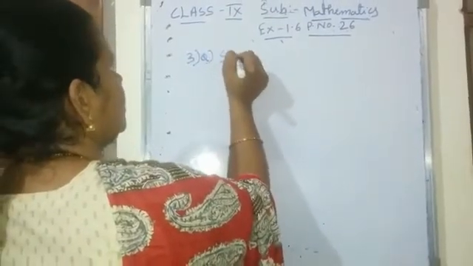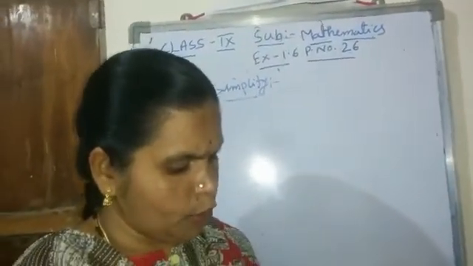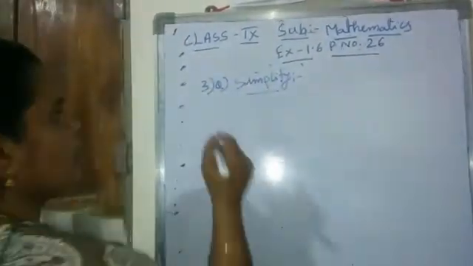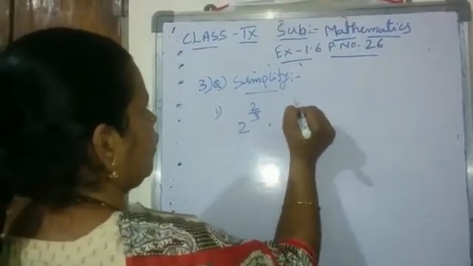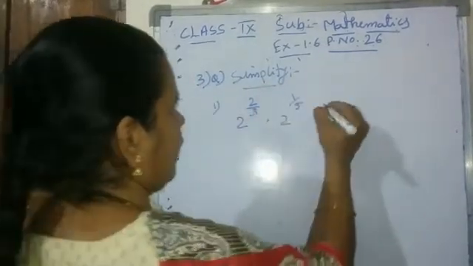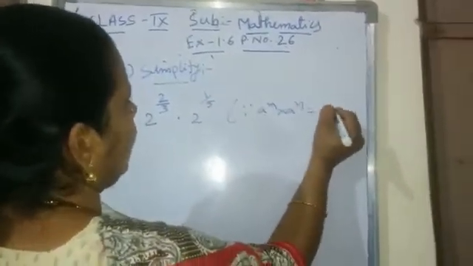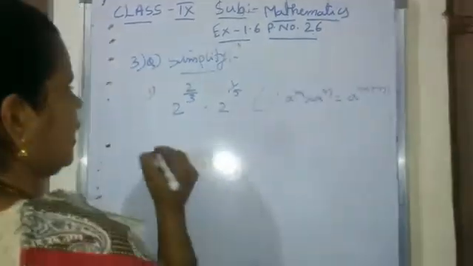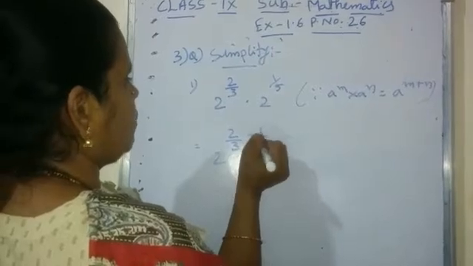So third question, simplify. See children, the first question is 2 to the power of 2 by 3 into 2 to the power of 1 by 5. See children, if you are observing here, a power m into a power n is a power m plus n. So since the law is a power m into a power n equals a power m plus n, it means 2 to the power of 2 by 3 plus 1 by 5.